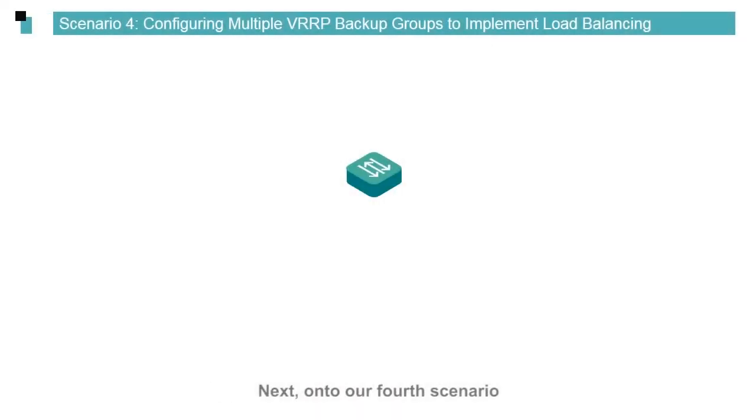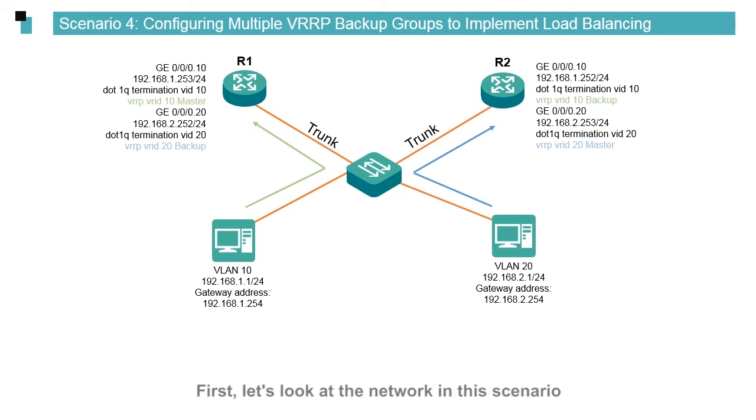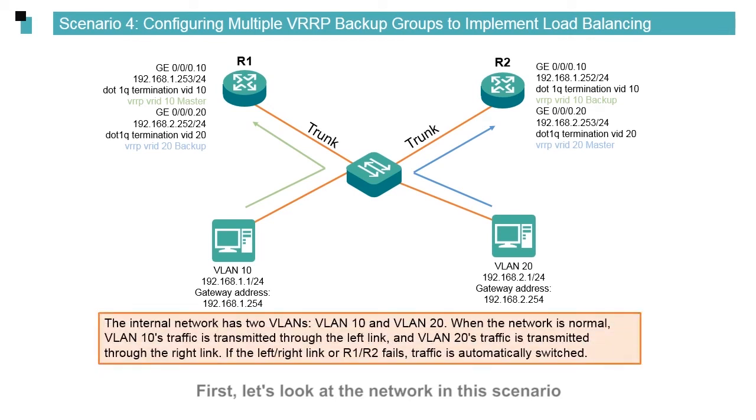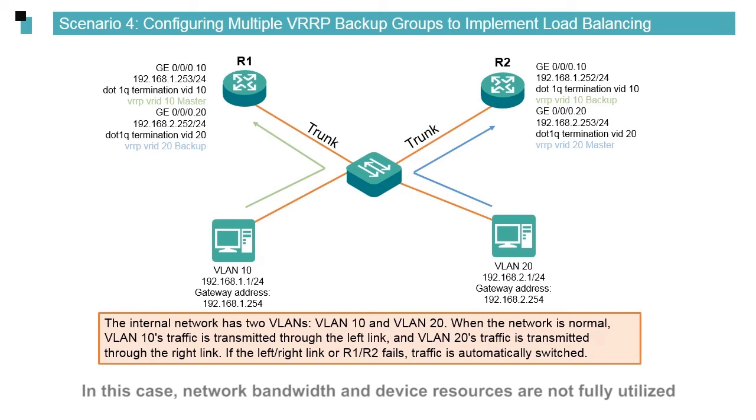Next, on to the fourth scenario. First, let's look at the network in this scenario. R1 and R2 are connected to the same switch, and the switch is connected to two PCs. When the network is normal, R1 is the master and functions as a gateway. The internal network's all upstream traffic is transmitted to R1 for routing, and R2 has no traffic. In this case, network bandwidth and device resources are not fully utilized.